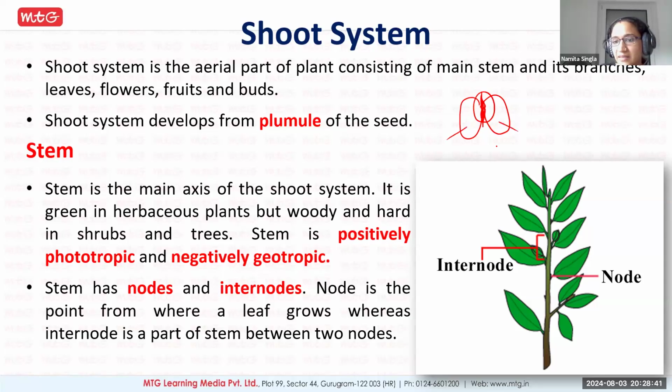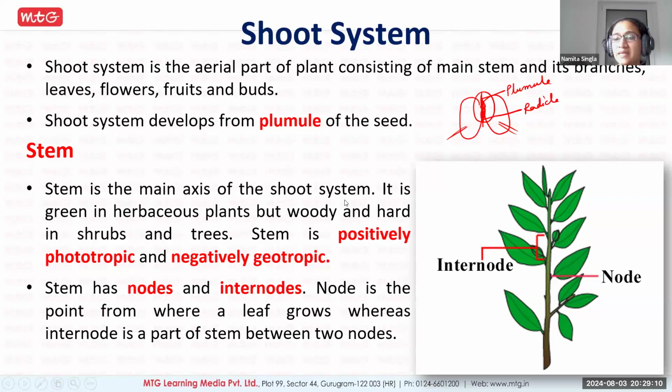And what are these called? Arohi can tell us. Arohi, what are these structures called? Cotyledons. Yes, they are cotyledons of the seed which provide nutrition to the embryo. So this upper part of the embryo that develops into the shoot system is called the plumule. The lower part of the embryo which develops into the root system is called the radicle. So radicle and plumule.